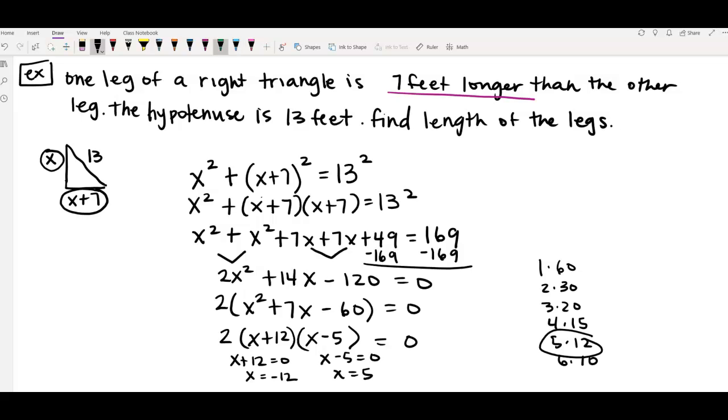Well, again, I can't have a length that's negative. So I'm not going to use that negative answer. So x equals 5 is what I come up with, but notice it says find the length of the legs. So I haven't done that yet. So don't just put 5 in for your answer on those. Remember, you're going to be doing 5 plus 7 is 12. So the length of this leg is 12, and then the other one is 5. So you should have 5 and 12. Okay. And so that's how you do those type of problems.